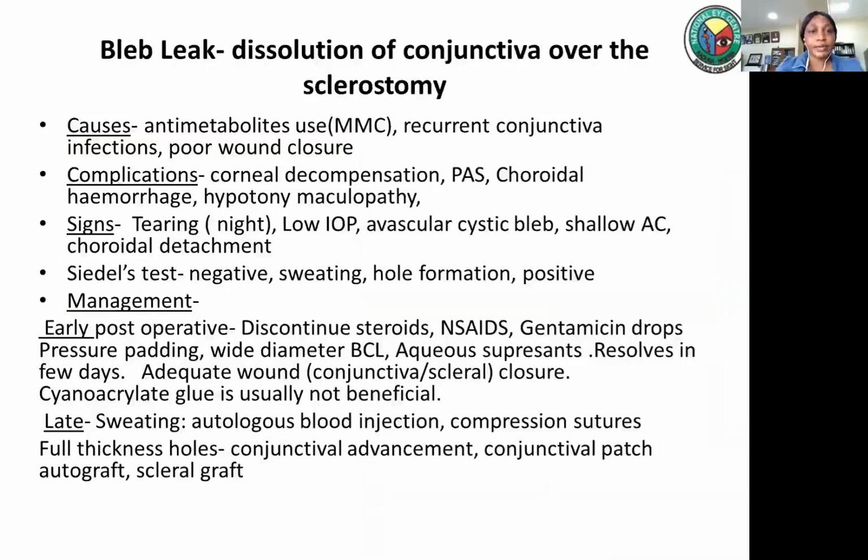Now, bleb leak. I mentioned a little bit about it earlier, but because it's a common thing that occurs, I felt I should deal with it in more detail. Now, causes: it can be due to the use of antimetabolites, which were probably not completely irrigated off, or the date of reconstitution expired, MMC or whatever.